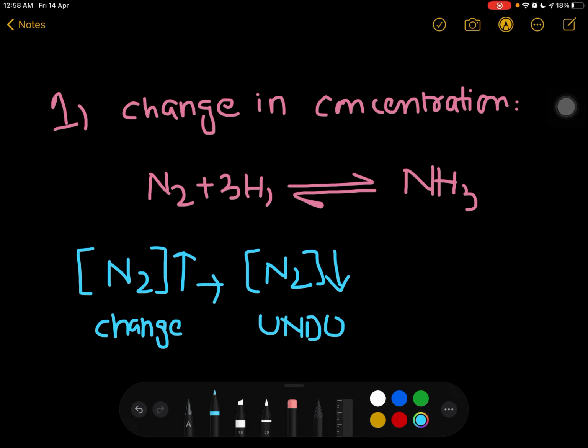So if I increase the concentration of the reactant, the product will also increase. In order to decrease the concentration, the direction of the reaction will move towards the forward direction. The equilibrium shifts forward, right? Equilibrium shifts to the forward reaction.